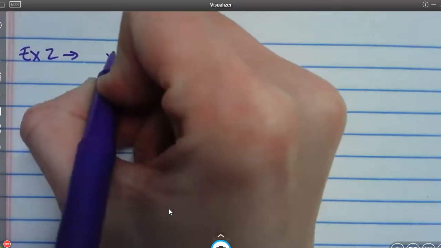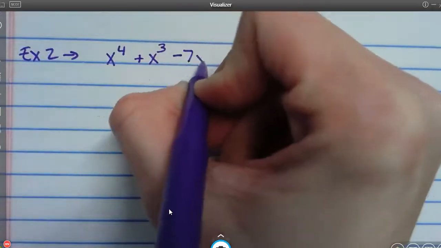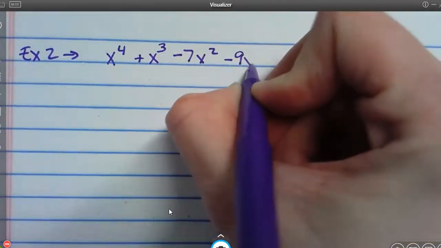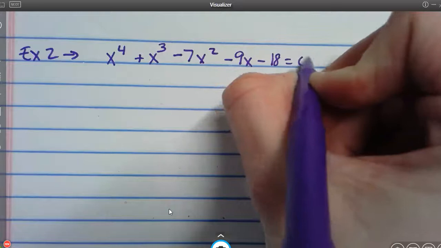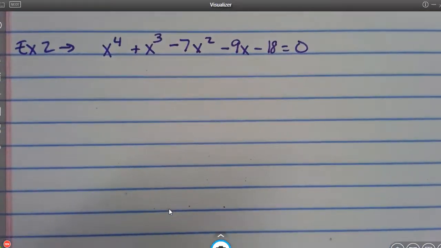Let's solve x to the 4th plus x cubed minus 7x squared minus 9x minus 18 equals 0. So right away I look at this equation and I think, oh, there's 5 terms. I don't know how to solve an equation with 5 terms. So let's use that rational root theorem.